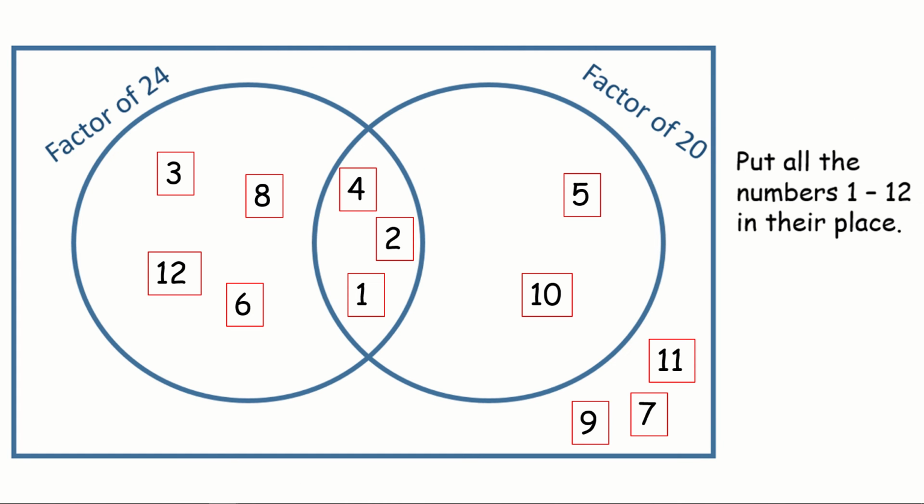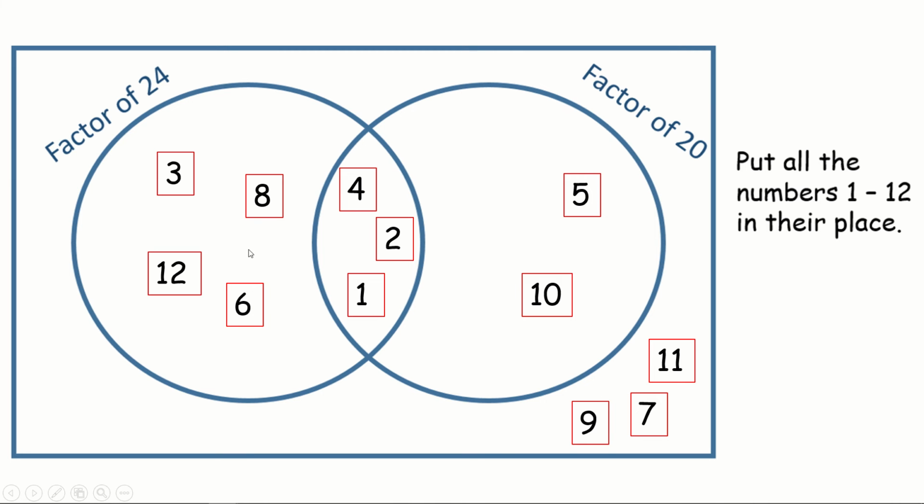So here's all the numbers put in their right places. 1 and 2, they're factors of 24 and 20, so they go in the middle. 3 is just a factor of 24. 4 again is a factor of 24 and 20. 5 is just a factor of 20, and so on. And you get the numbers 7, 9 and 11, which are factors of neither of them, and they go on the outside. So you've got all your different areas where you can put your numbers.